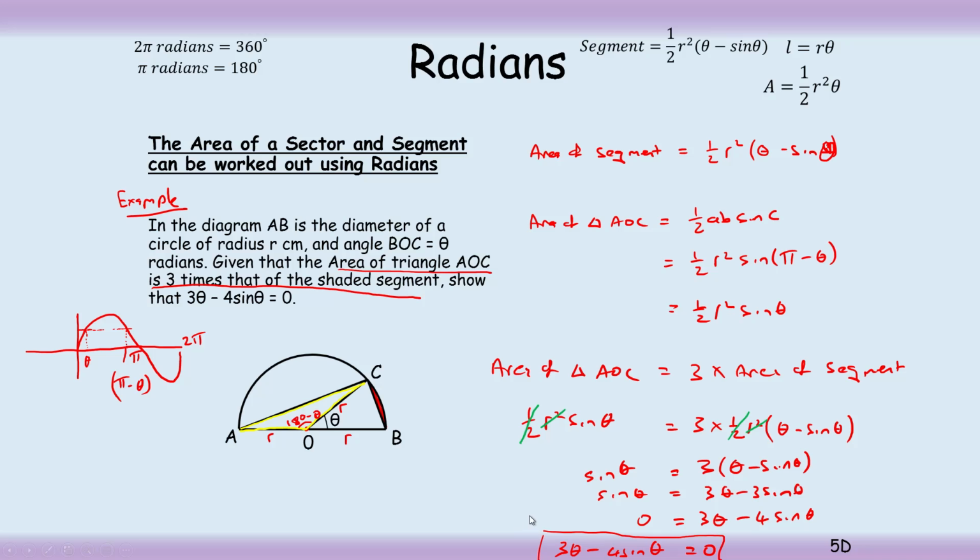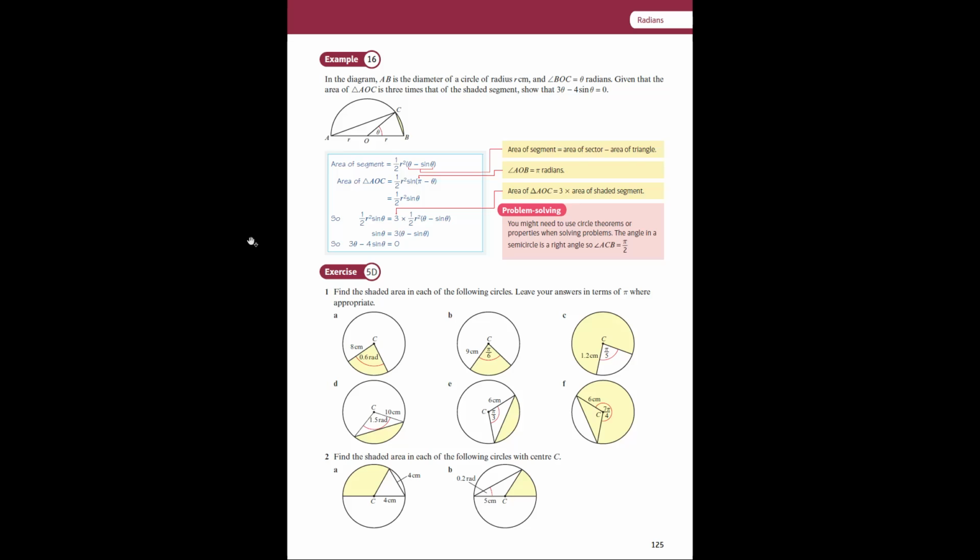Good. Hit pause, make some notes, and yes, I can tell you're ready for some questions now, and then we'll go on to questions. Okay, so you're going to be doing exercise 5D. If you're confident, then on question 1 you can do just A and D. If not, if you want more practice, go through the others. You're going to be very quick. Leave your answers in terms of pi. Question 2, do A and B.